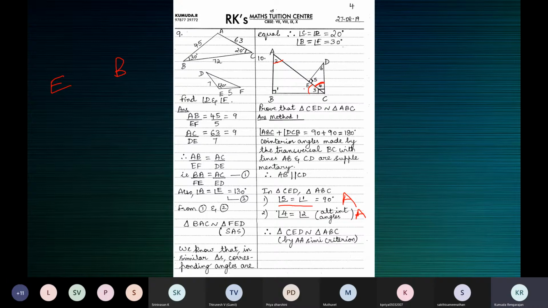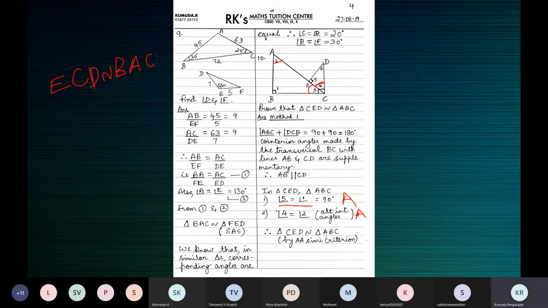Then 4 is equal to 2. 4 of the small triangle. So C of the small triangle goes with 2, A of the big triangle. Then write the third vertices. So in the small triangle, the third vertex is D. In the big triangle, what's the third vertex? C. And now say they are similar.